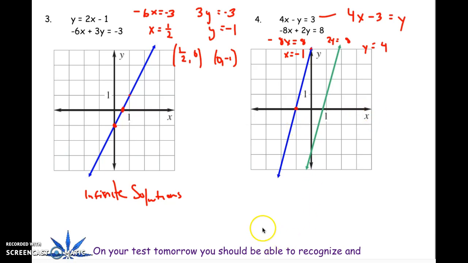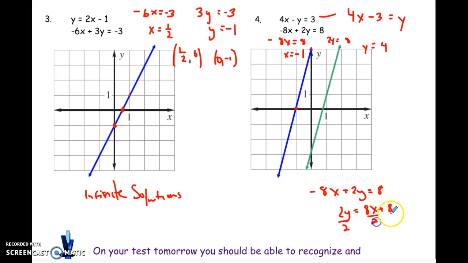Now, just to make one last point in this example, if I put negative 8x plus 2y equals 8 in slope-intercept form, I would say 2y equals 8x plus 8. So if I divide by 2, divide by 2, divide by 2, we would have y equals 4x plus 4. So notice these equal slopes with different y-intercepts. That's how we could also tell that there was going to be no solution, because we're looking at parallel lines.